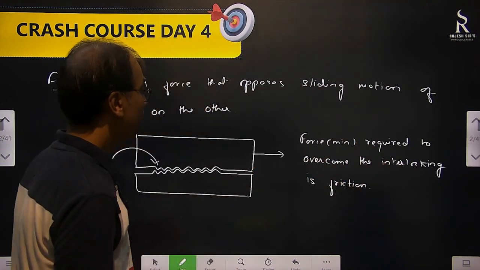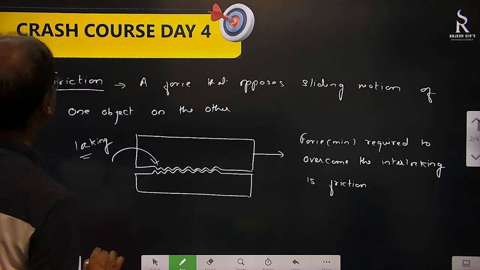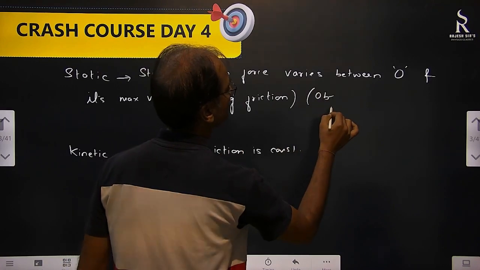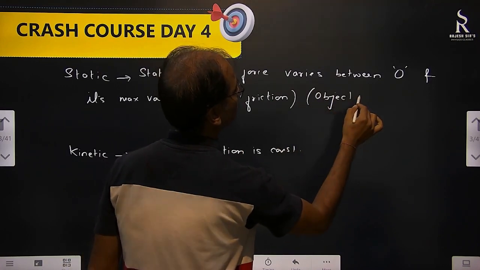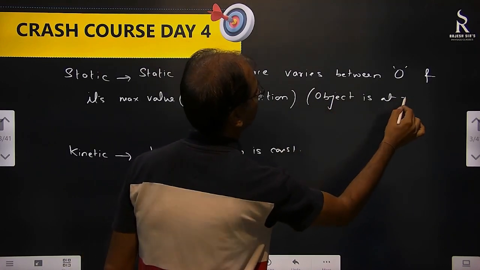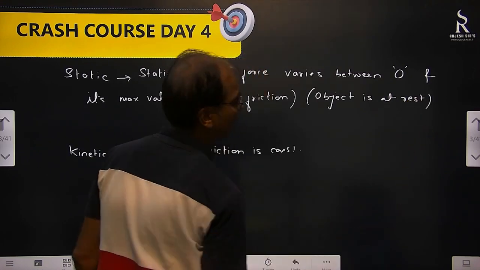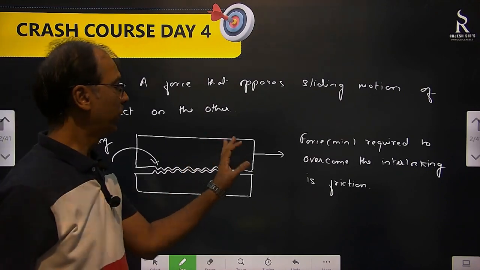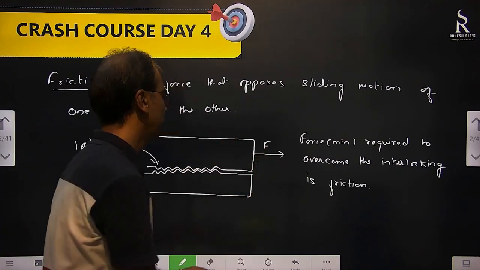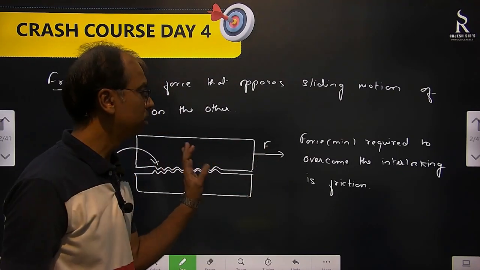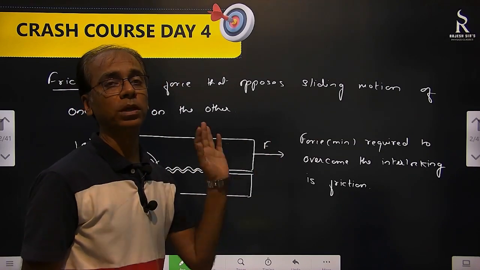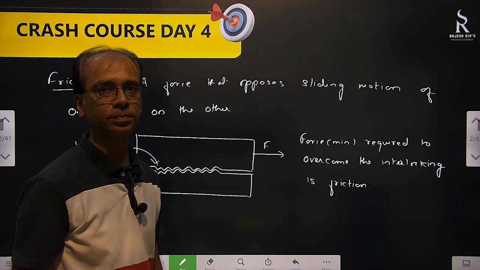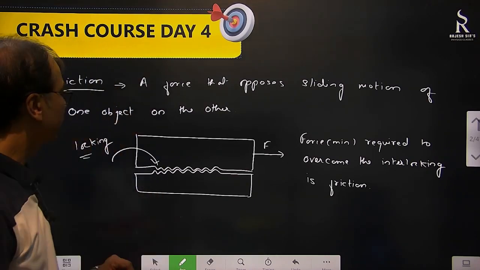Okay, when we talk about static, what does it mean? Static means this object is at rest. Only then we call it static. So when the object is at rest and you are applying a force F over here, and it is able to overcome this locking, that force will be equal to the maximum value of static friction.